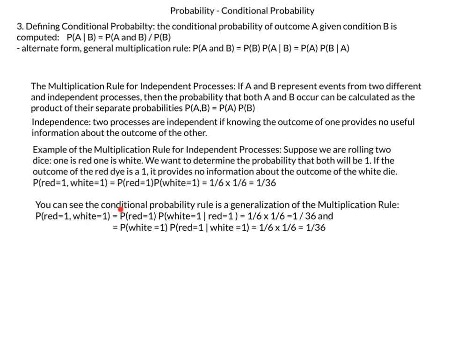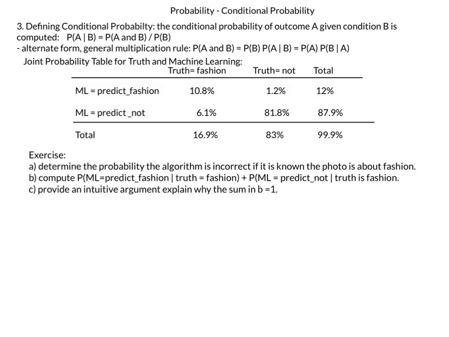And writing this in terms of our conditional probability rule, probability of red equals 1 and white equals 1 is equal to the probability of red equals 1 times the probability of white equals 1 given red equals 1. So probability of red equals 1 is 1/6. Probability of white equals 1 given red equals 1, since they're independent, that's still equal to 1/6. So we have equals 1/36.